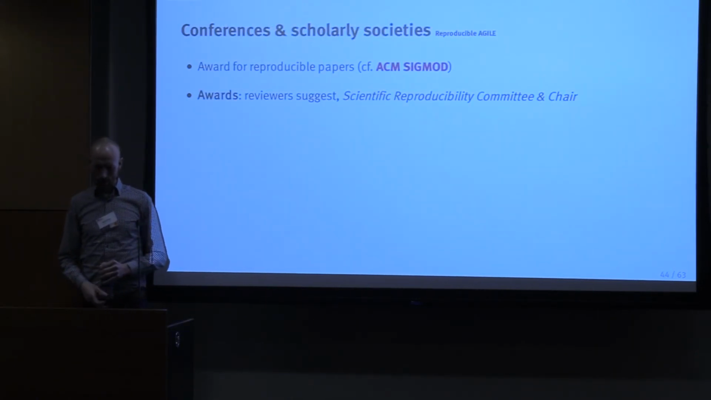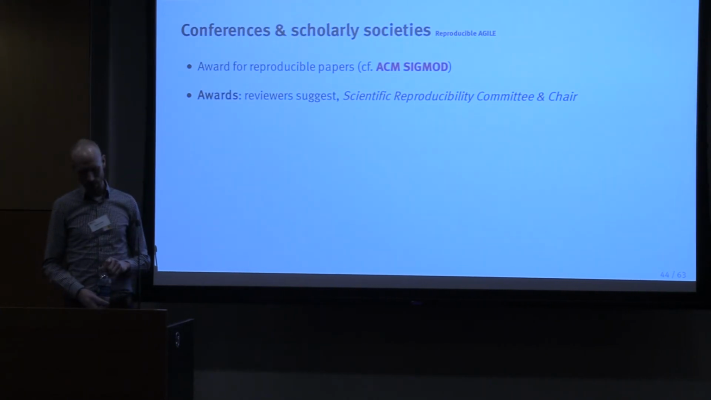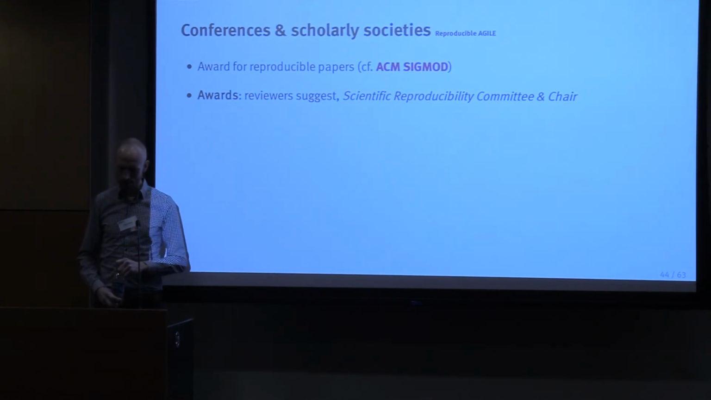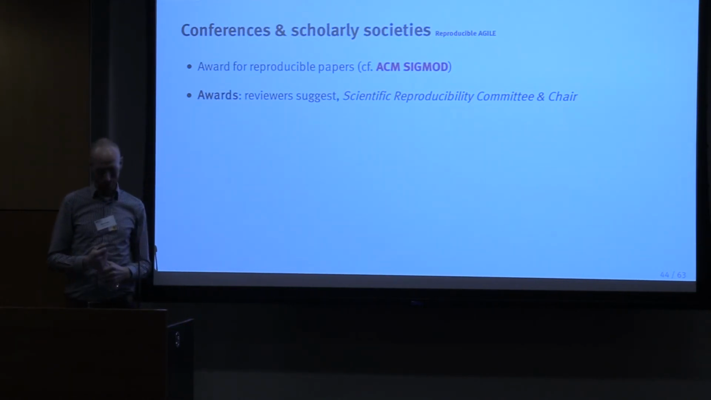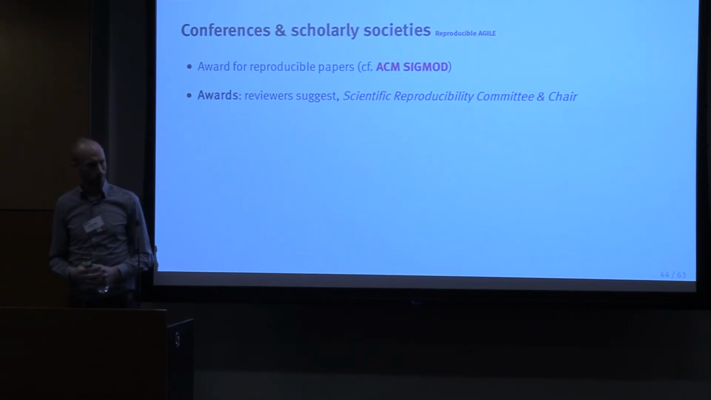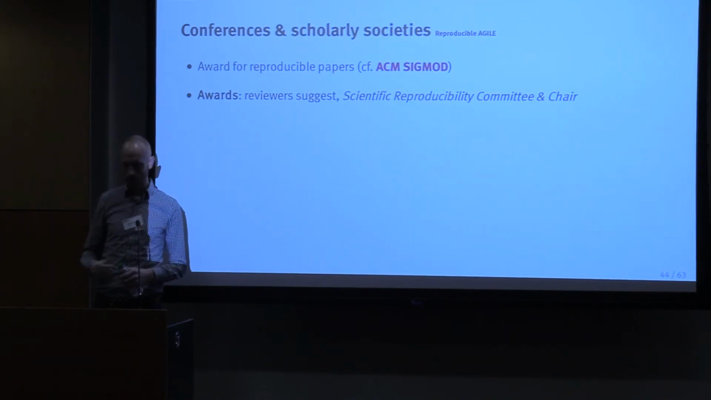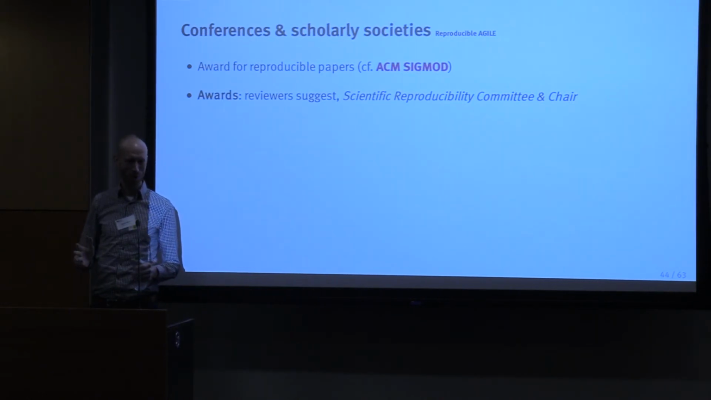But it's not only about the individual authors. I think a very important idea, and that's what we suggested to the Agile group, is that conferences and scholarly societies should give awards for reproducible papers. Right? We need to give reproducibility a stage so that people are willing to put in the additional efforts, even if it's perceived as additional effort. They have to get something out of it.